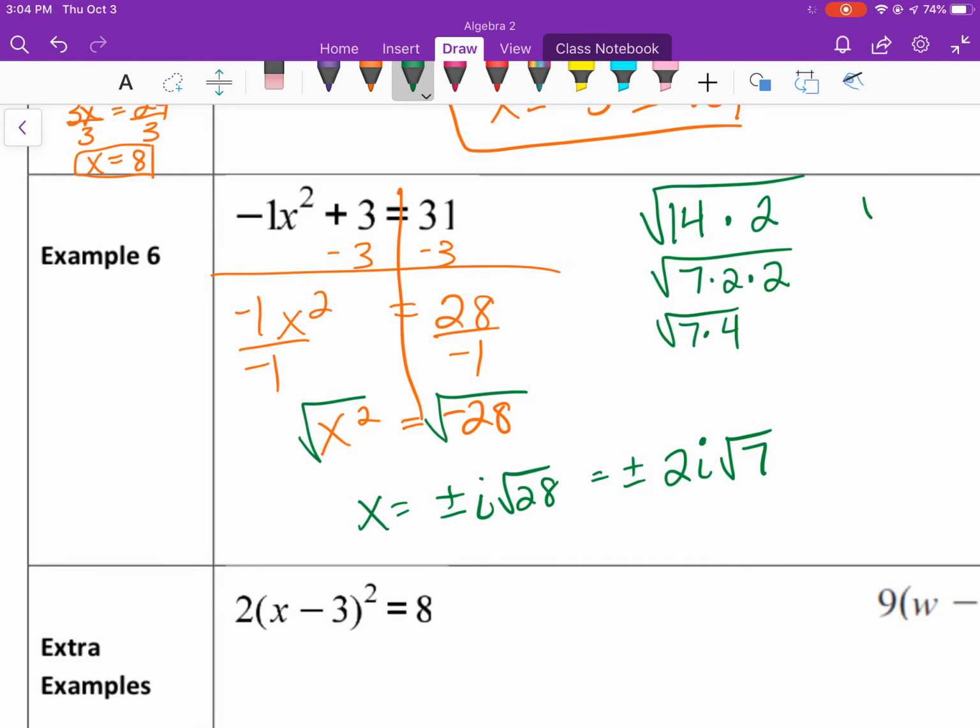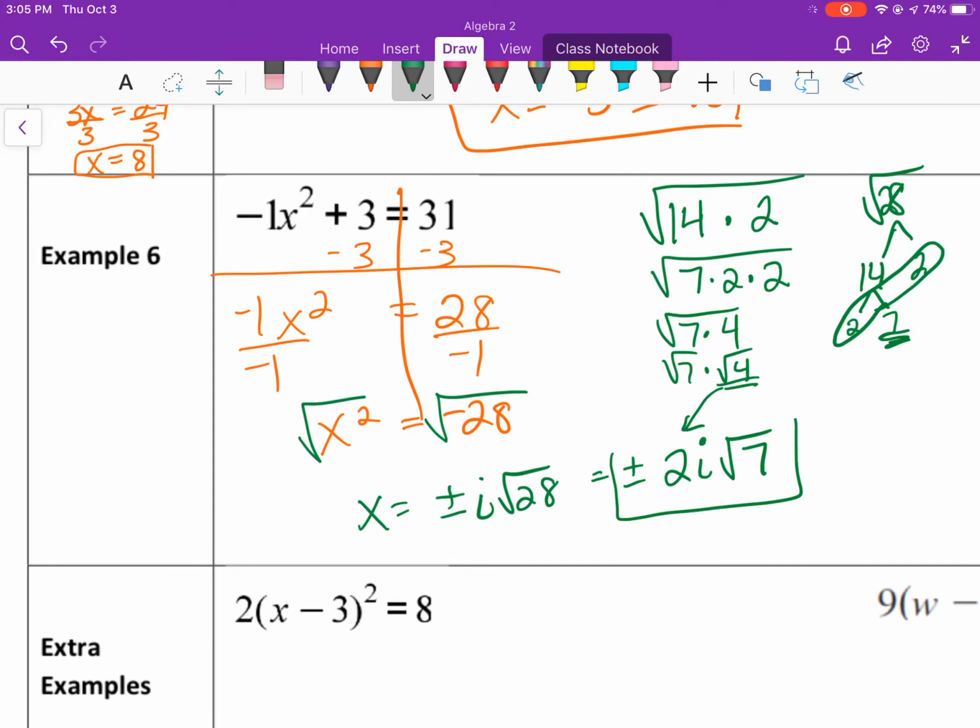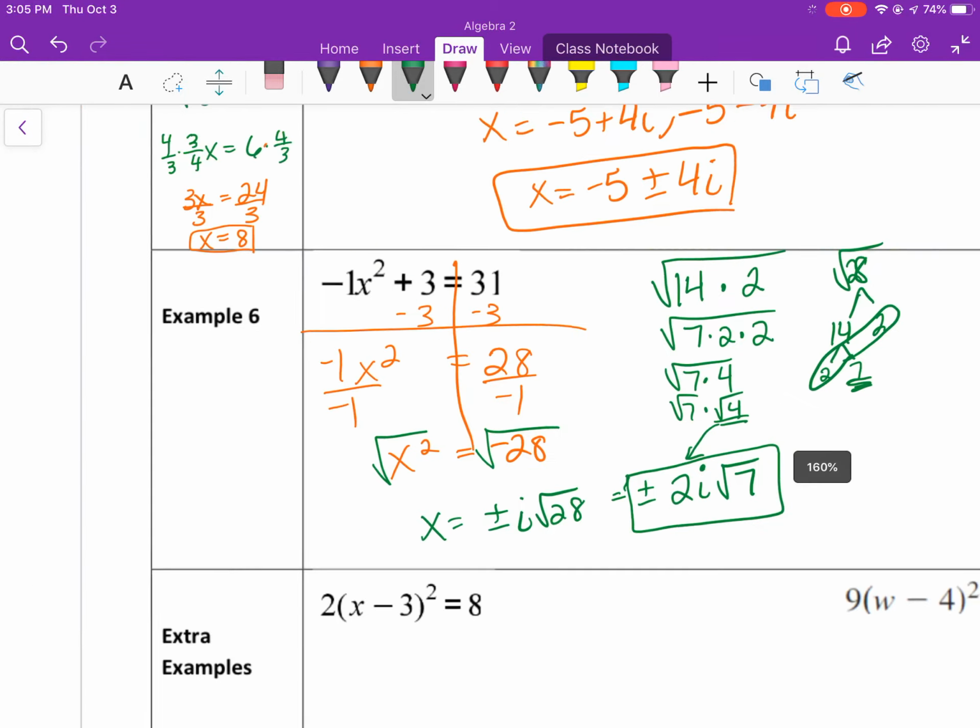So if you learned it with the factor tree, essentially you're taking factors 14 and 2, 2 and 7, and then these make a perfect square. So you can take the 2 out, and the 7 stays inside. Or you think about it as the square root of 7 is irrational, and the square root of 4 equals 2, which comes out front with the i. And you have two answers, positive or negative, because if you square them, they're going to equal back to our original answer.